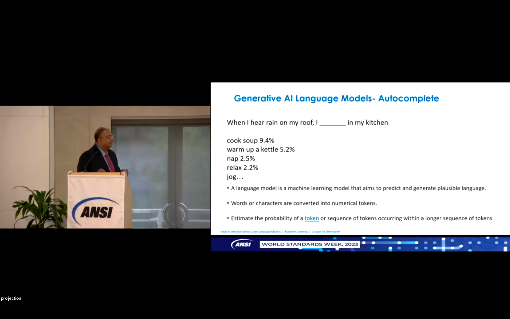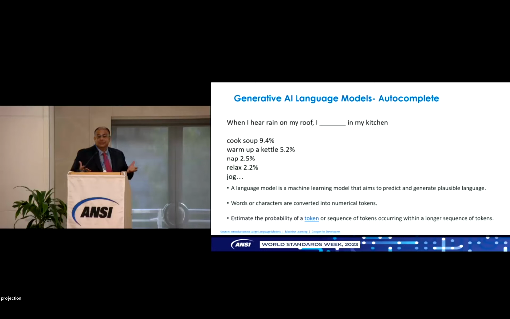seems like the probability of that was 9.4% based on all the data that the model was trained on. So somebody in some novel, in some description somewhere, heard rain on the roof and cooked soup, and the network picked it up, and 9.4% is what it heard. Warm up a kettle, some people perhaps even nap, and it looks like some people relax. And then I don't think people jog, but that's highly unlikely somebody would jog in their kitchen when they hear rain on the roof. So conceptually, it looks and understands statistically and fills in the word.